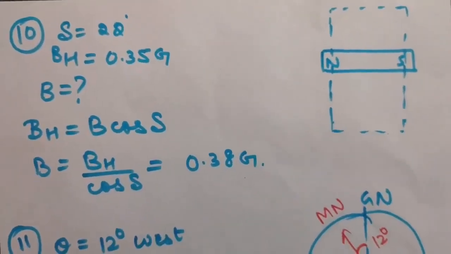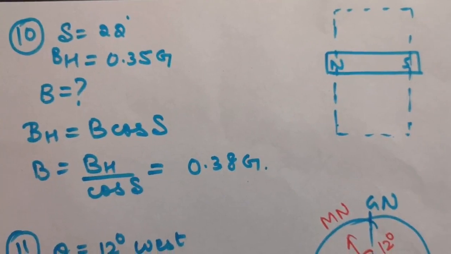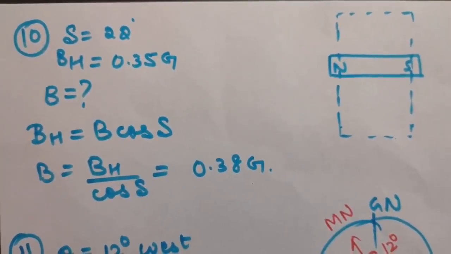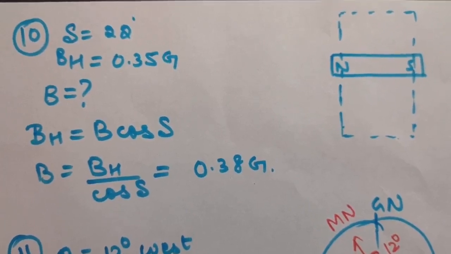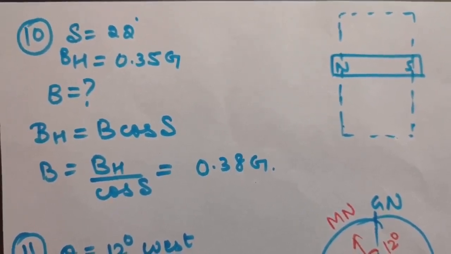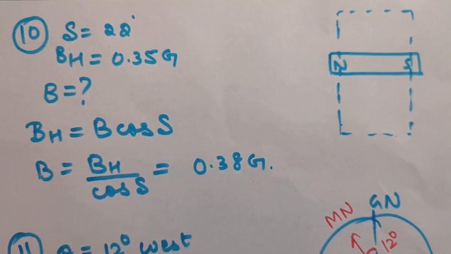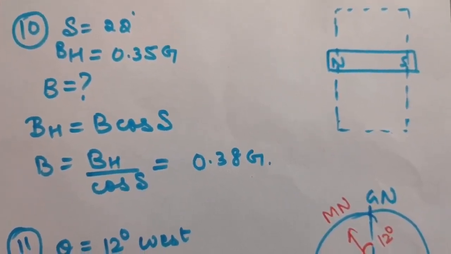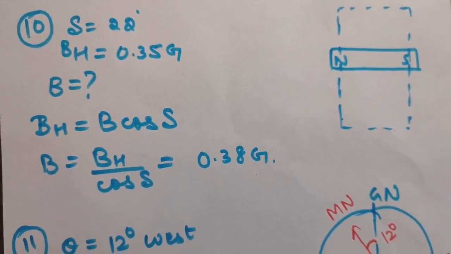Okay, so question number 10 says, a magnetic needle free to rotate in a vertical plane parallel to magnetic meridian has its north tip pointing down at 22 degree with the horizontal. The horizontal component of the Earth's magnetic field at the place is known to be 0.35 Gauss. Determine the strength of Earth's magnetic field.